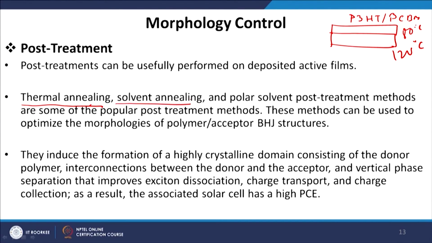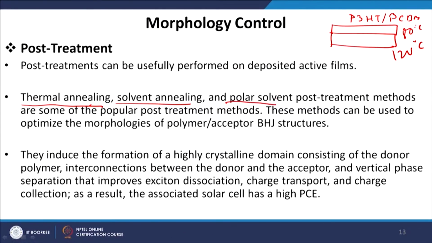Similarly, you can anneal the film in the presence of solvent vapor, and that is called solvent annealing. For example, let us say I have made a P3HT film using dichlorobenzene as a solvent. Now, to enhance the morphology, we can take chloroform, saturate it beyond its vapor pressure, and then expose the film to the saturated vapor of this solvent. This will plasticize or passivate the trap states and enhance the morphology of the film. And you can also use a polar solvent as a post treatment method.